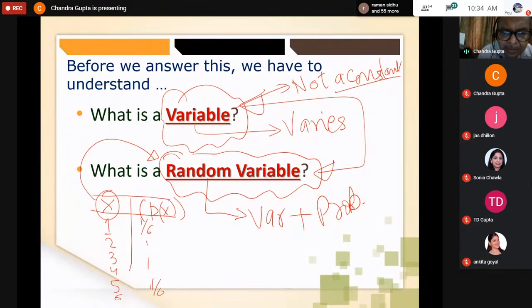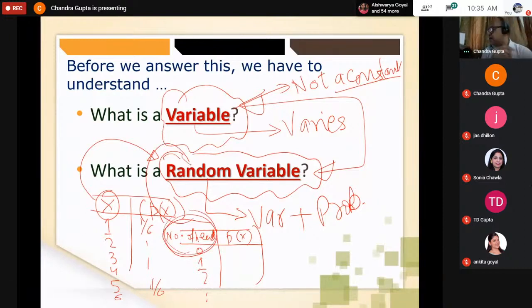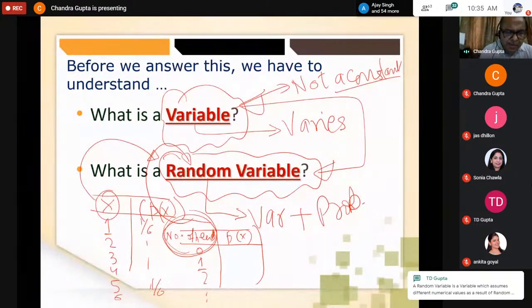Okay, and suppose I take the number of heads when you throw a coin a number of times. The number of heads could be 0, 1, 2, and so on, and you have the associated probability, then this number of heads, which is a variable, will be called a random variable. So a random variable is one which has an associated probability.